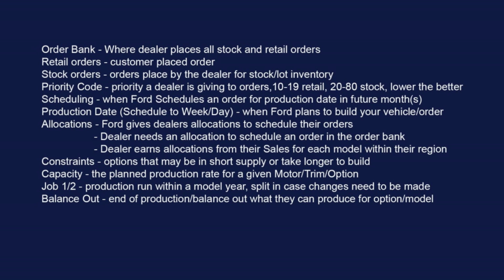Job 1 and 2, that's a production run within a model year. Sometimes they'll split it up in case they want to introduce something new, like they've done on the F-150 with the trim being introduced into Job 2, as well as that Pro Access tailgate. We've seen the California Special for the Mustang introduced in Job 2, so they won't have to wait until the next model year. Balance out is the end of production of a certain model or trim, and that means they will not make any other orders after they've balanced out.